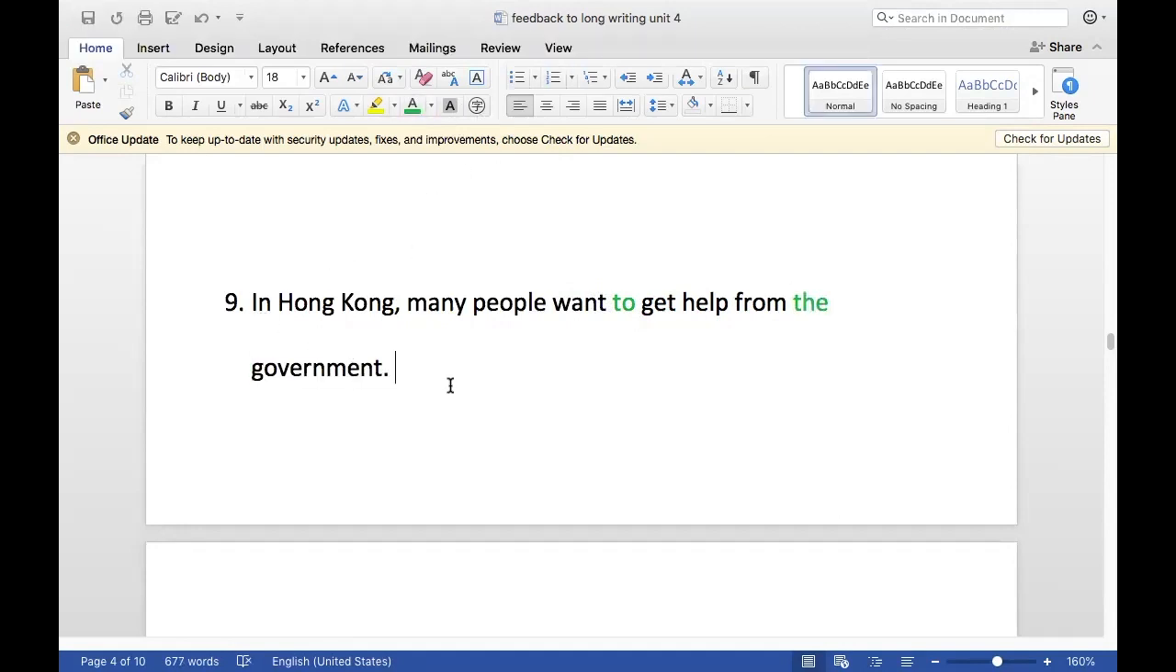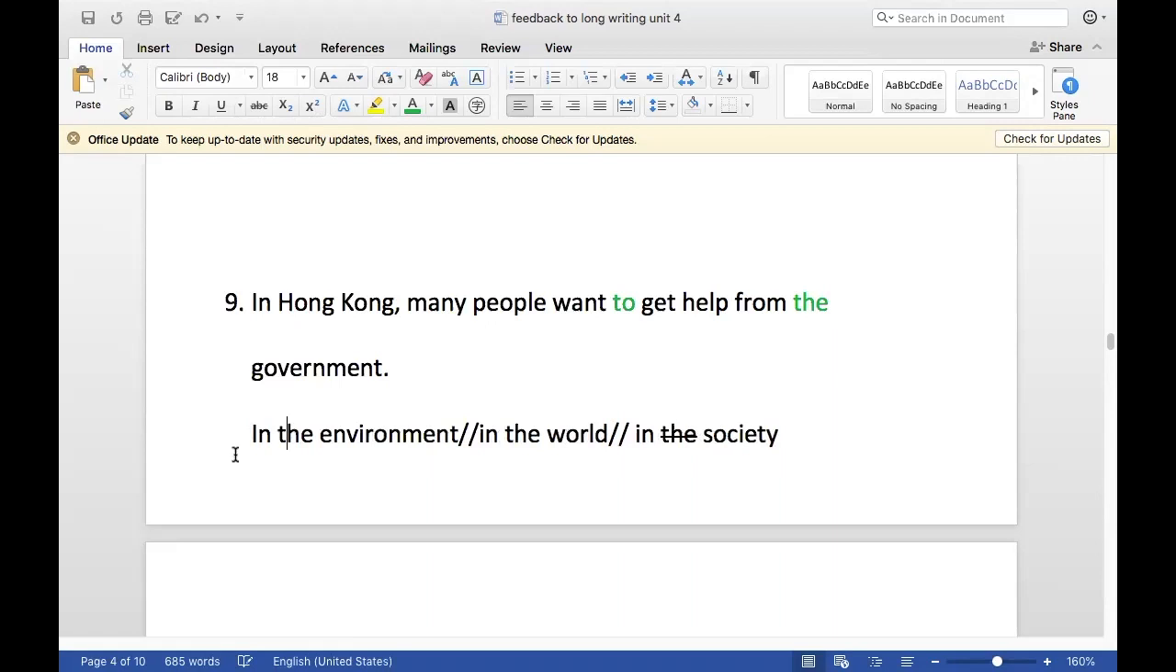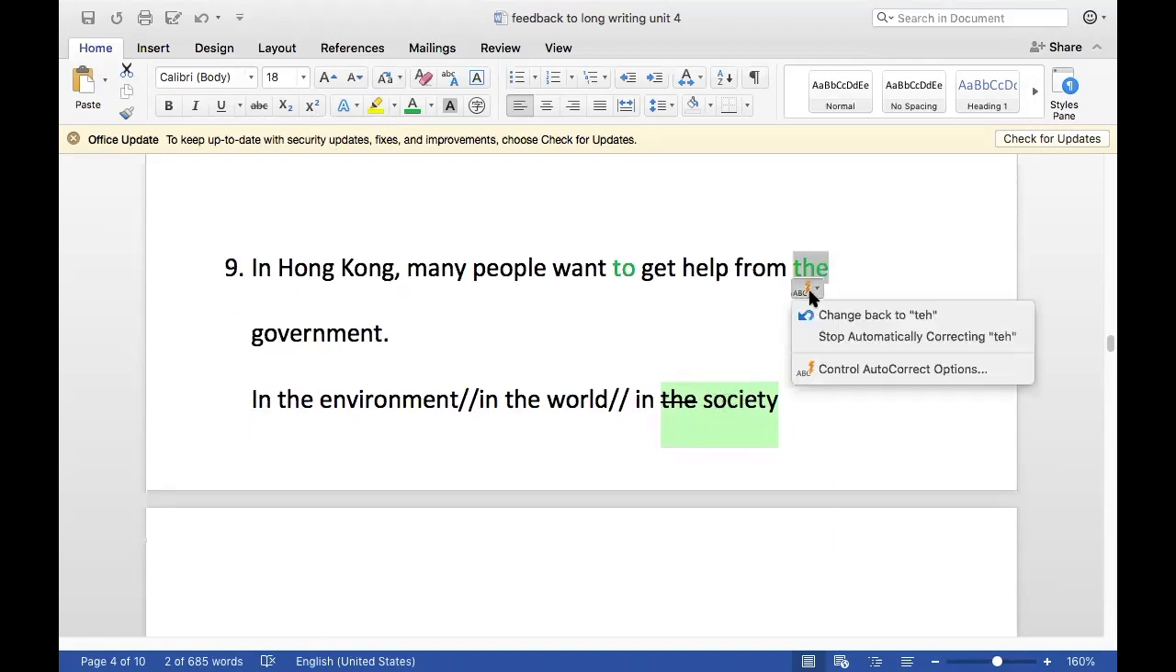So we usually put government with the, okay? We also say the environment, the world, okay? In the world. But we usually just say in society. We don't say in the society. In society, it's okay. A general rule. Unless you mean in that particular community, in that particular group of people, then in this society, right? But when you mean just society, say society. But okay, the government.